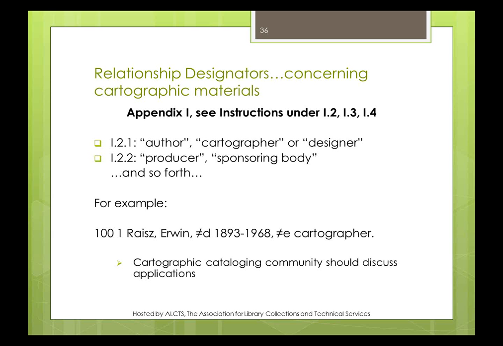Must we provide these designators in our descriptions? The short answer is no. That said, it may be wise for each cataloging community to decide when to use or not use relationship designators in access points. For instance, those of us in the cartographic cataloging community may need to discuss whether to apply a designator term such as cartographer to an authorized access point for a person, and under what circumstances.